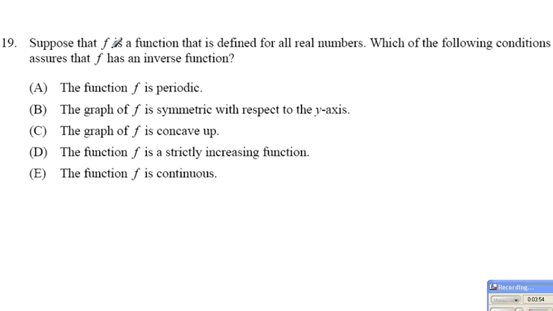Next, suppose that f is a function that is defined for all numbers, which of the following conditions assures that f has an inverse function. This is from a pre-calculus class. Now, if it's periodic, when you take the inverse function, it's not going to be a function. So think of sine of x. We have to eliminate a whole bunch of the range in our domain in order for us to get this one done. So A is not the answer.